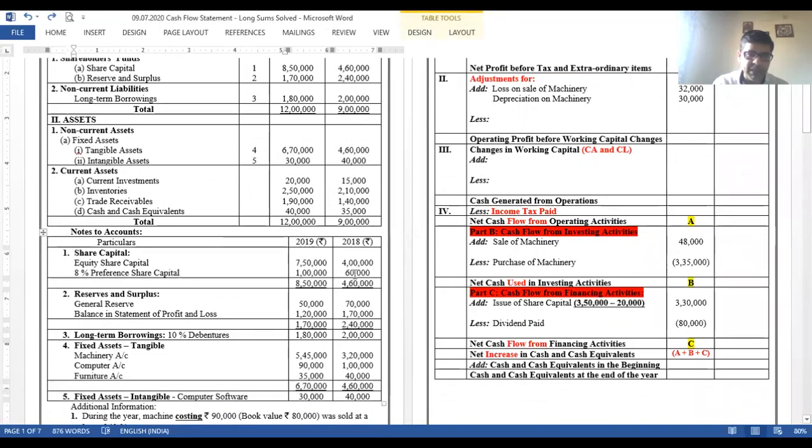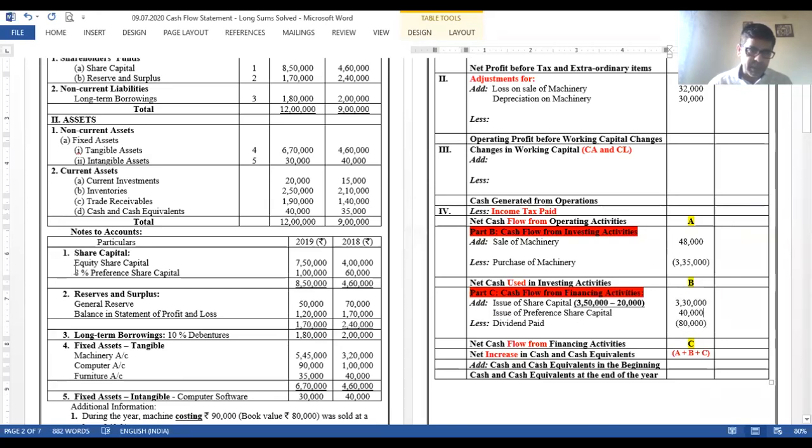Preference share capital can be seen as 60,000 and rupees 1 lakh. Okay, so preference share capital has also increased. Now, if preference share capital has increased, that also shows the shares must have been issued. So when shares are issued, let me put it over there. Issue of preference share capital, amount will be 40,000.